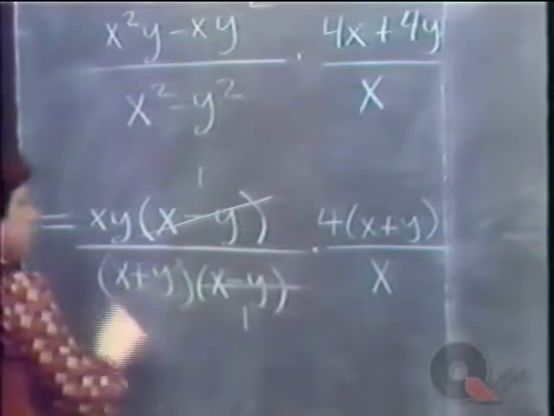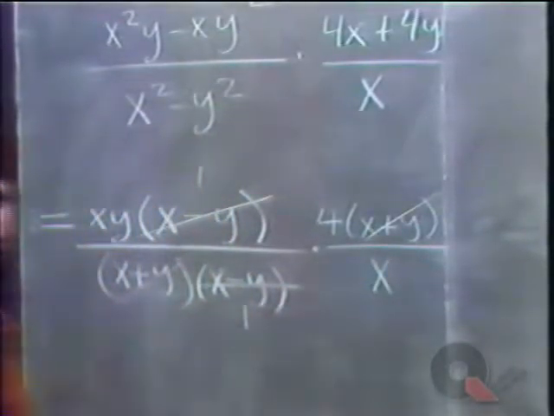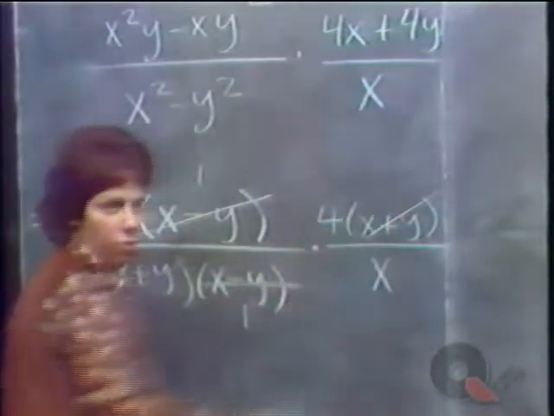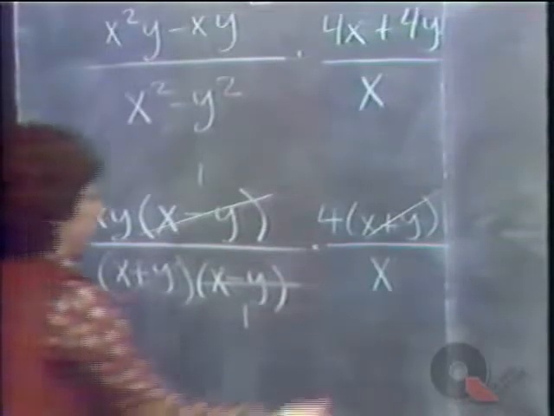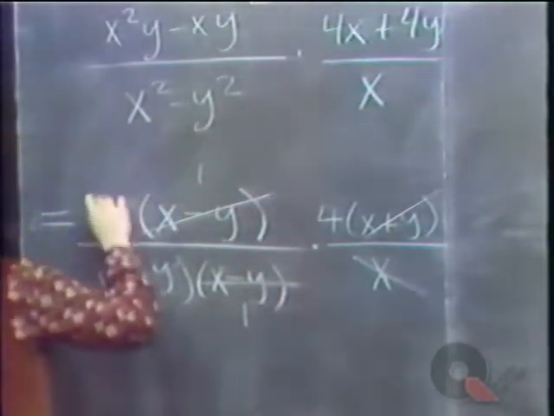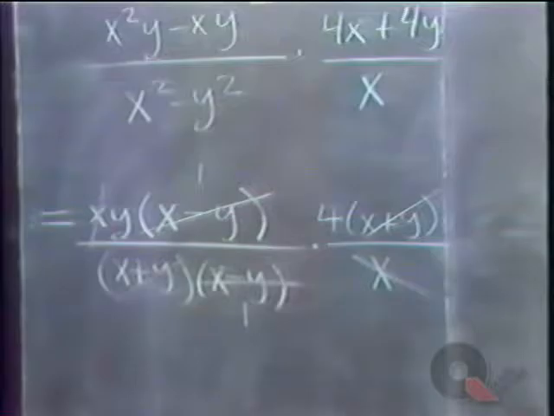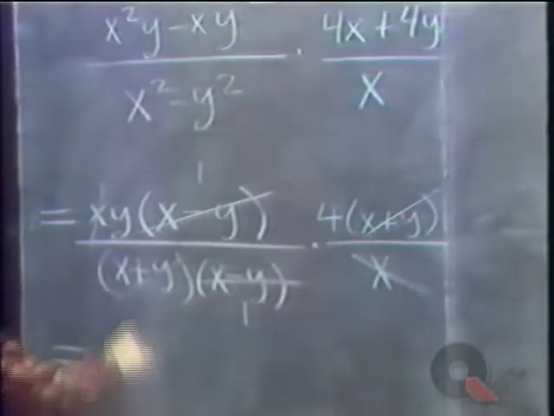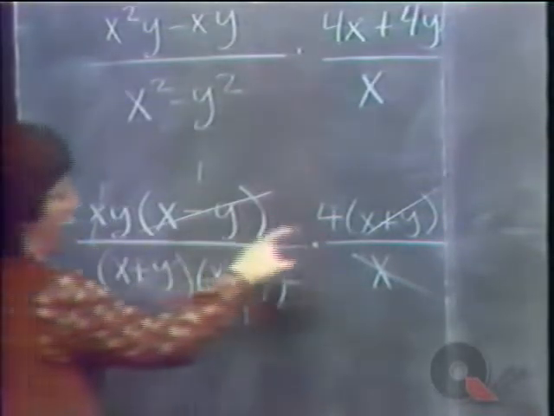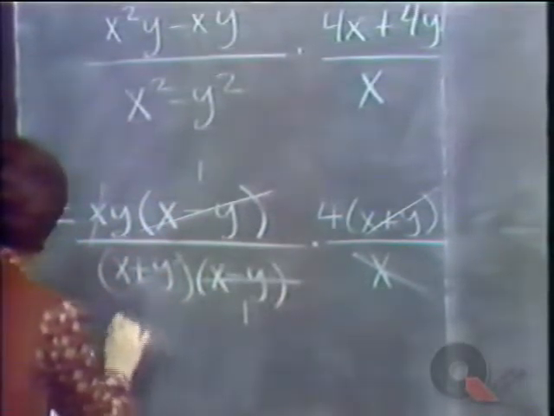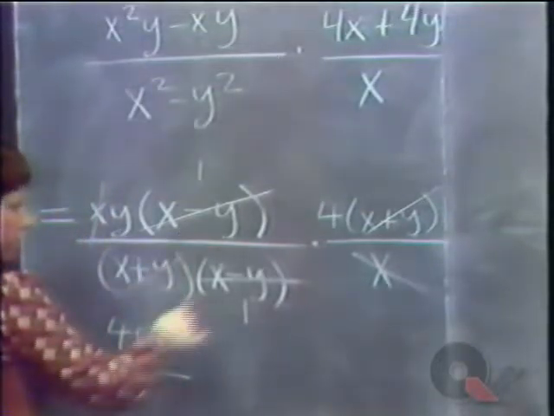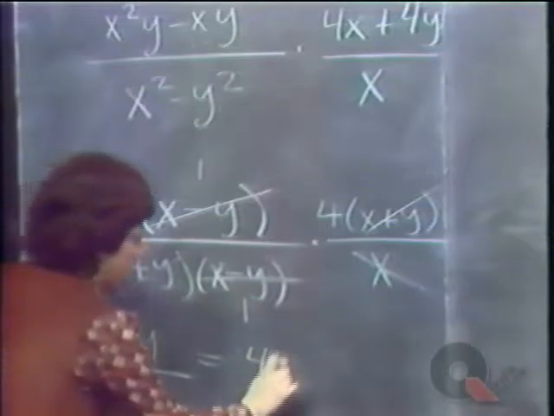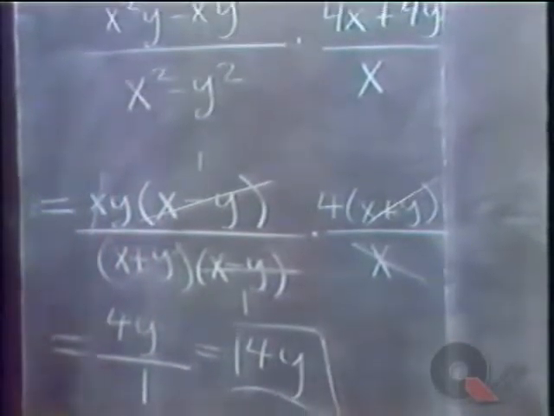Now, we can also cancel the x plus y's. Remember, you're allowed to cancel something in the denominator of this fraction with the numerator on this one. Okay. X, cancel the x here. And let's see what we're left with. On the top, we have y times 4, or 4y. And on the bottom, everything has been canceled. And of course, if everything has been canceled, there's a 1 there. 4y over 1 for a final answer of 4y.